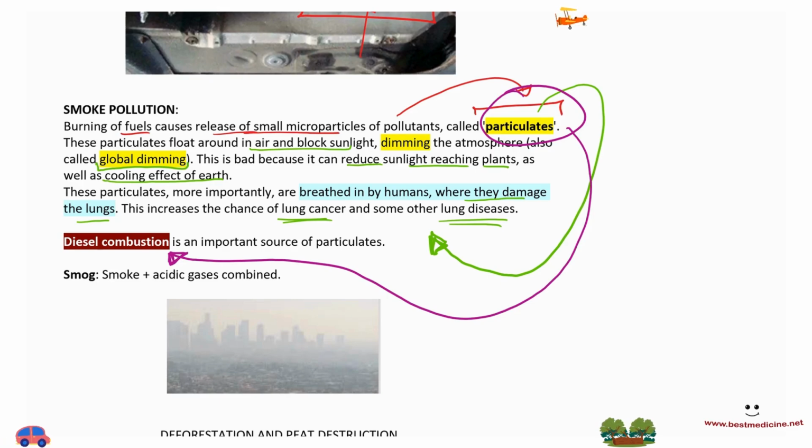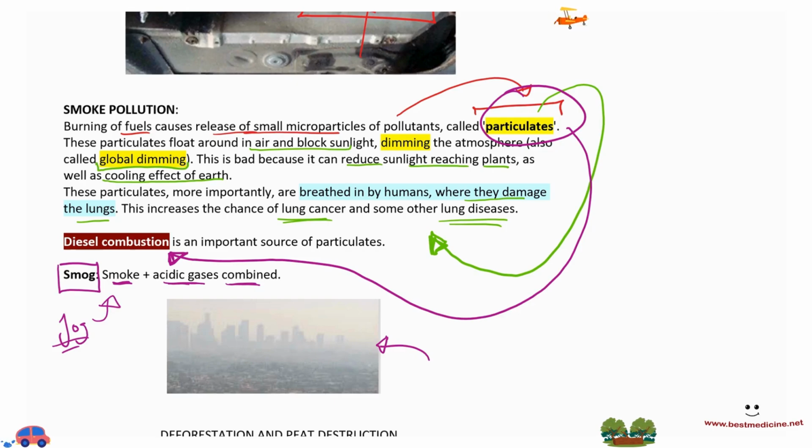What is the definition of smog? Smog is essentially smoke plus acidic gases combined. That's the definition of smog. You know what fog is, and smog is smoke plus acidic gases combined. So it's kind of like fog, but it's made up of smoke and acidic gases instead.